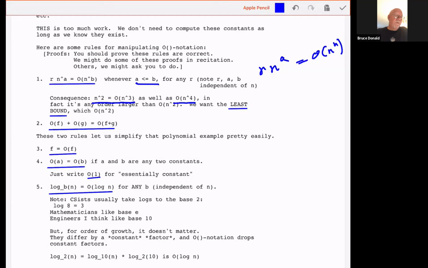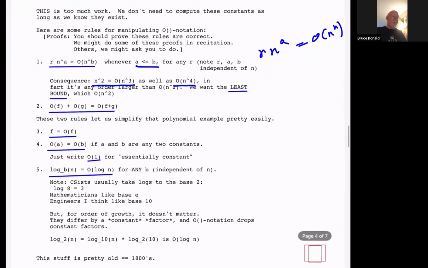Second rule is that order f plus order g equals order f plus g. And these two rules will simplify that polynomial example with the 27n squared very easily. And they're not hard to prove. We need an identity. f is always order f.